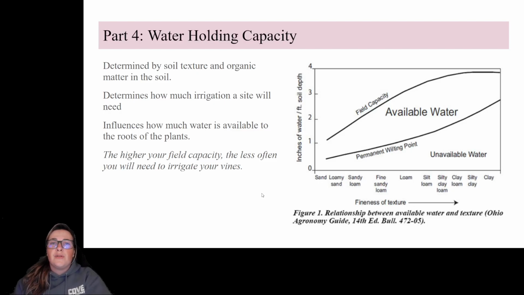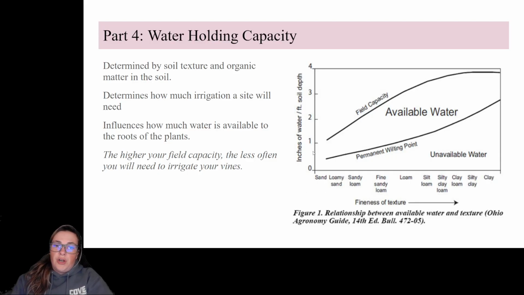Okay, part 4 that's really important is water holding capacity, right? This is determined by the texture of your soil and then also the organic matter in your soil. So this will determine ultimately how much irrigation your site will need. So it's very important, right? So these things influence how much water is available to the roots of your plants. Ultimately, the higher your field capacity, the less often you'll need to irrigate your vines, right? This irrigation is a huge cost in California. So if you were going to establish a vineyard, again, for like a business, this would be a cost that you would need to calculate into running your business to make sure if you can make it or not, right?